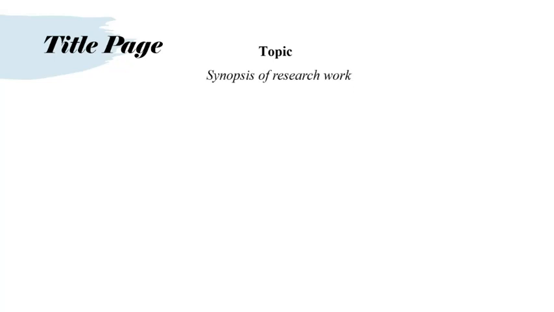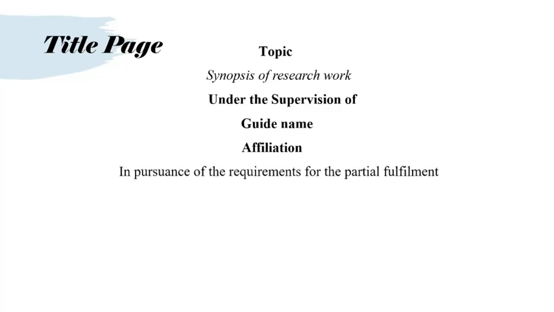First of all, we'll write the topic, then we will write what this piece of document is all about. This document is a synopsis, so we have to write synopsis of research work. Then you have to mention the name of your guide and put down the heading under the supervision of your guide's name, the affiliation of your guide, the university, the department. It should be followed by a sentence like in pursuance of the requirements for the partial fulfillment for the degree of Doctor of Philosophy, or this statement could vary from university to university, right?